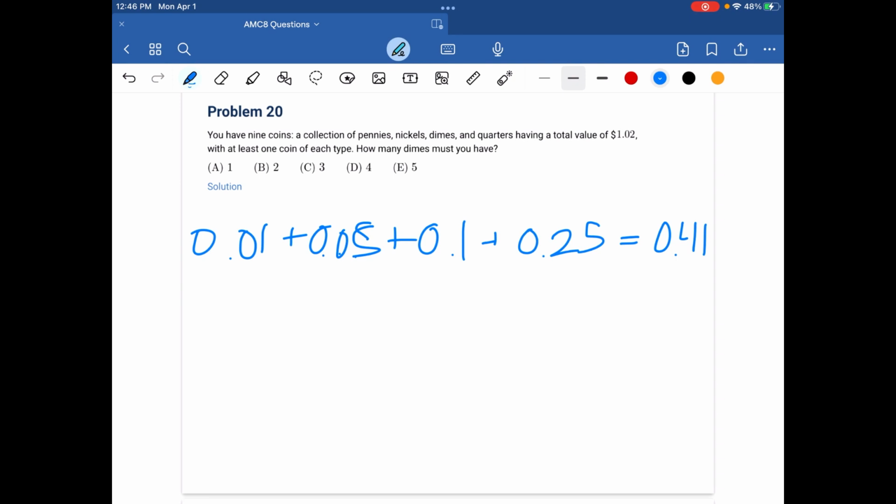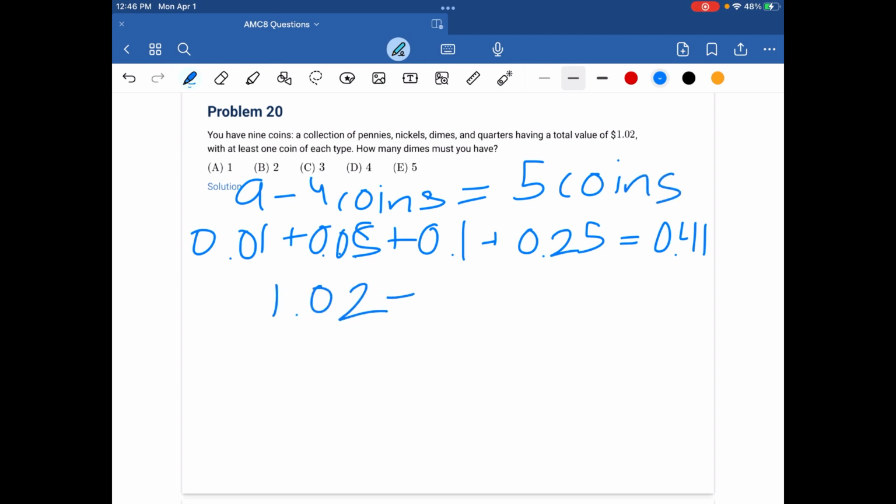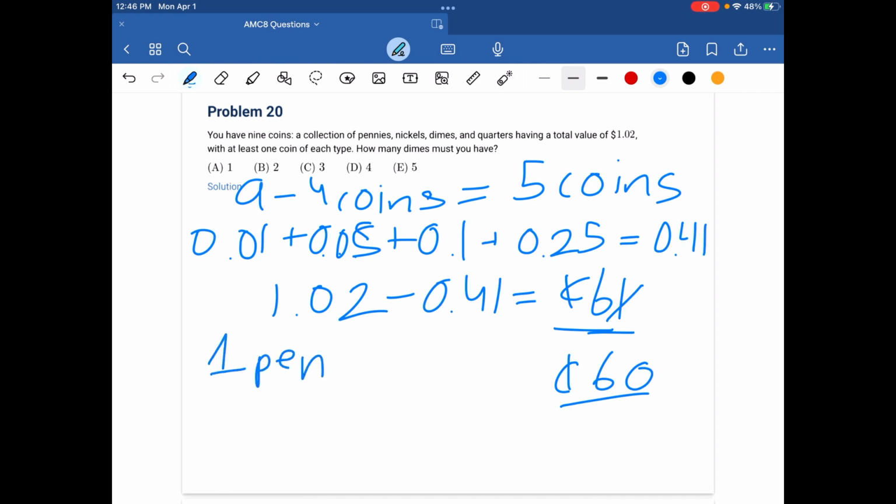And now, since these are 4 coins, and you can only have 9, so you do 9 minus 4, so now you can only have 5 more coins. And then $1.02 minus 41 cents is equal to 61 cents. So you have 5 coins to make 61 cents. Now obviously you need 1 coin just to get rid of this 1 cent over here and get an even 60 cents. And that 1 coin is going to be a penny. So 1 penny.